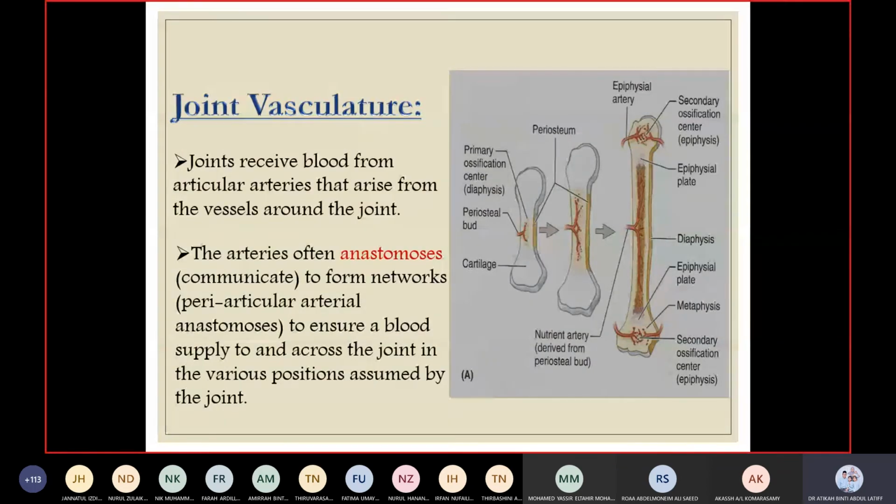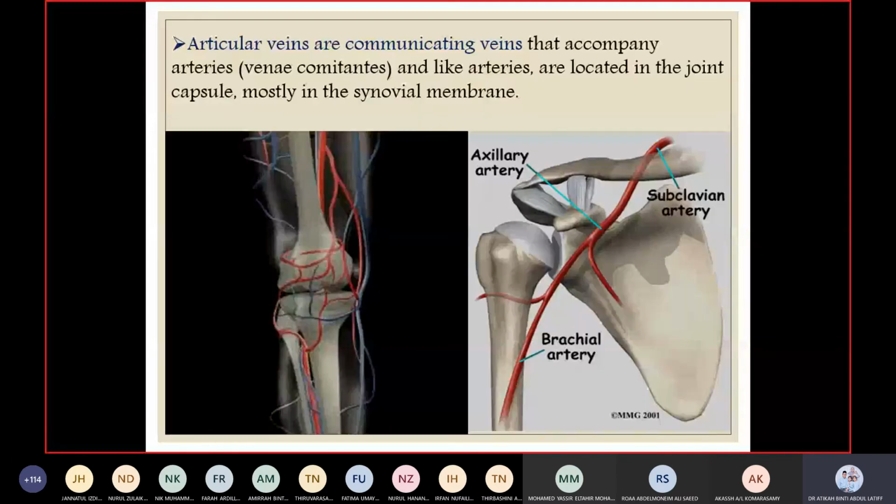How about joint vasculature? How does the joint receive blood supply? It receives blood supply from arteries supplying the bone next to it. The arteries anastomose, or communicate with each other, to form networks of periarticular arterial anastomosis to ensure enough blood supply to the joint.